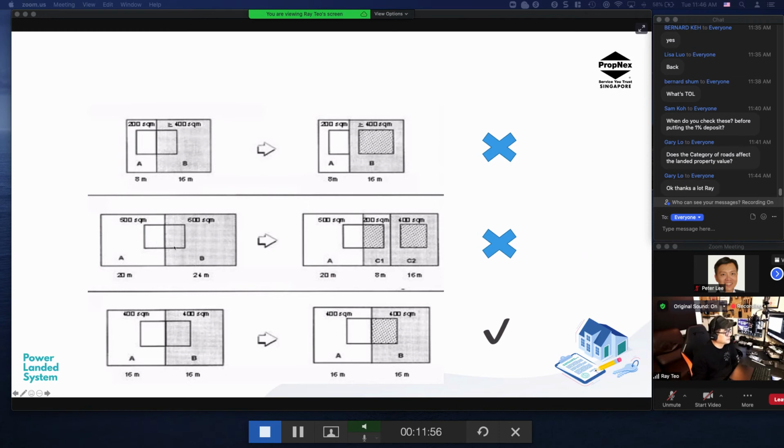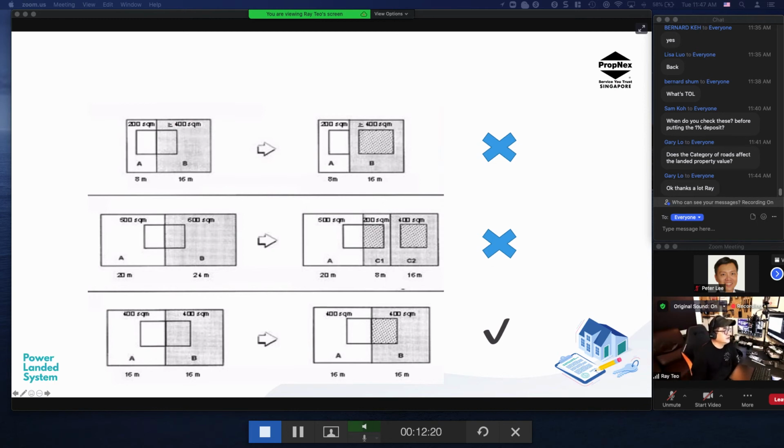So here, what is this? Let's say you have A and B. There's a logic here. Your land size is 400 square meters. You say, my land size is 400 square meters, so I want to subdivide into one detached house and a semi-D attached to him. Why is it not allowed?